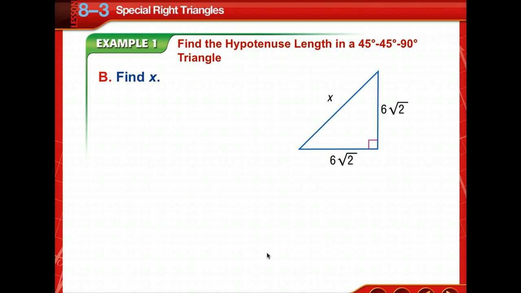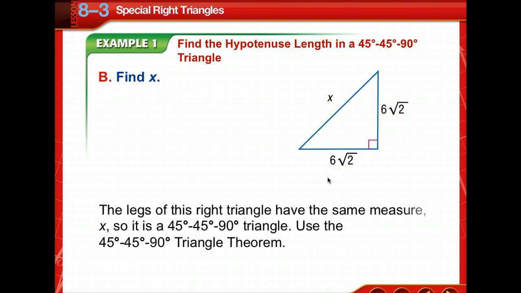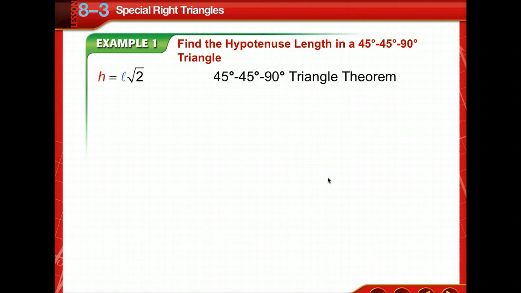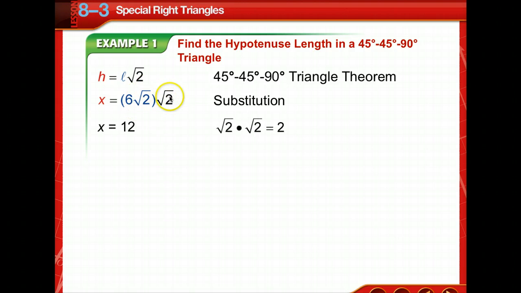Now we're going to try to find the hypotenuse. So the legs are the same measure. We know the hypotenuse is one of the legs times the square root of 2. So the leg is 6 square root of 2 times the square root of 2. The square root of 2 times the square root of 2 is the square root of 4, and the square root of 4 happens to be 2. So 2 times 6 is 12.